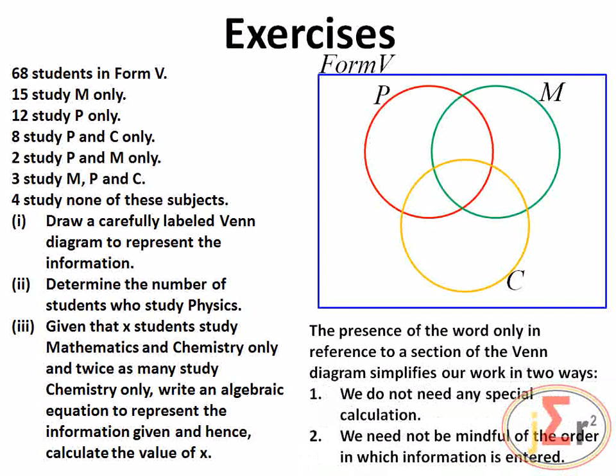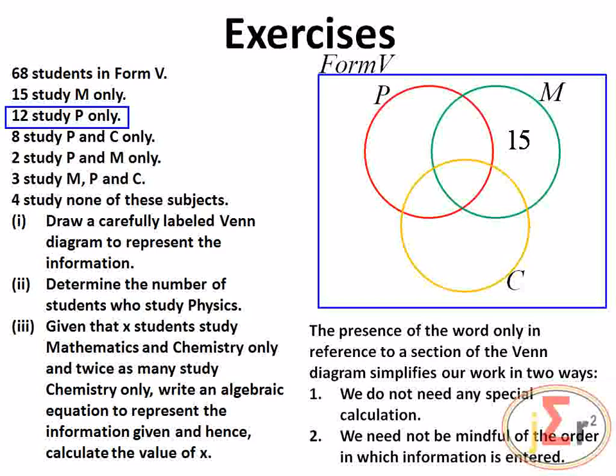So the presence of the word only in reference to a section of the Venn diagram simplifies our work in two ways, because we have only here: study mathematics only, 12 study physics only, and so on. One, we do not need any special calculation. And two, we need not be mindful of the order in which information is entered. So we just say mathematics only, 15.